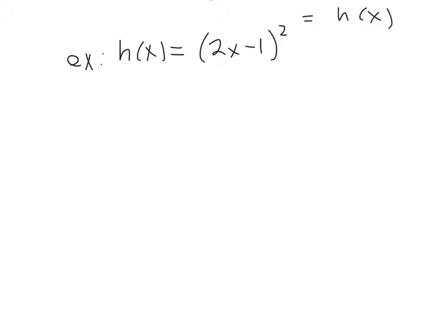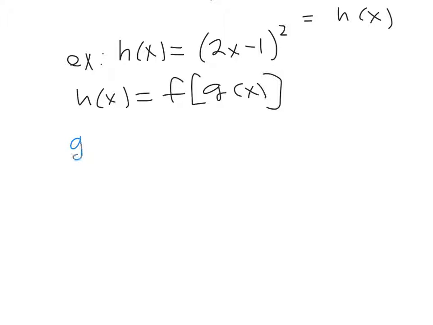Let's look at this one. So we have h of x equals the quantity 2x minus 1 squared, and we want to find f and g such that h of x is equal to f of g of x. So again, it's helpful to maybe start with the inside function. We've got in parentheses this function of x, 2x minus 1, and it's inside these parentheses that are then squared. So let's make that 2x minus 1 the inside function g of x.